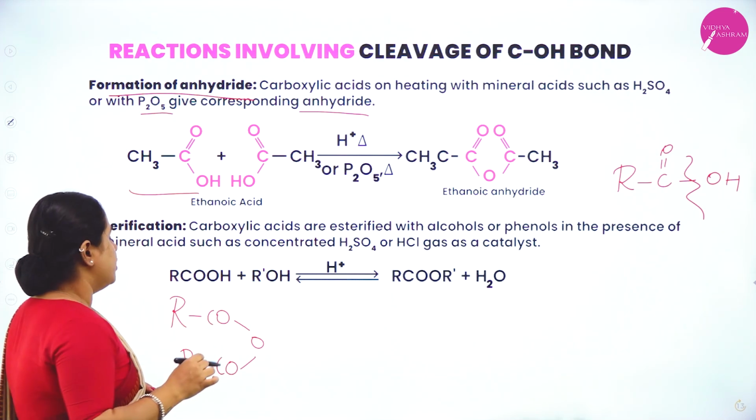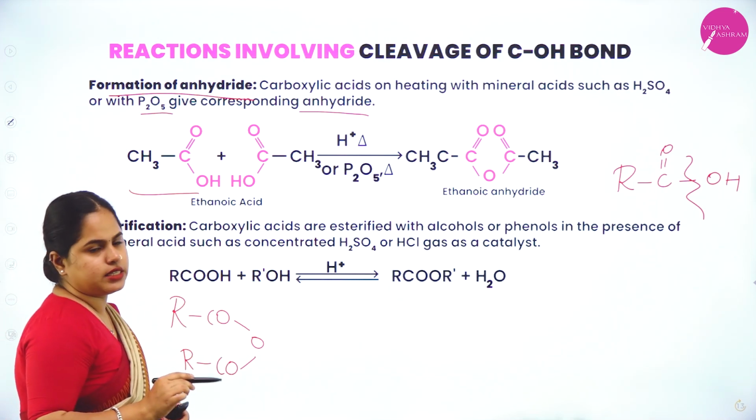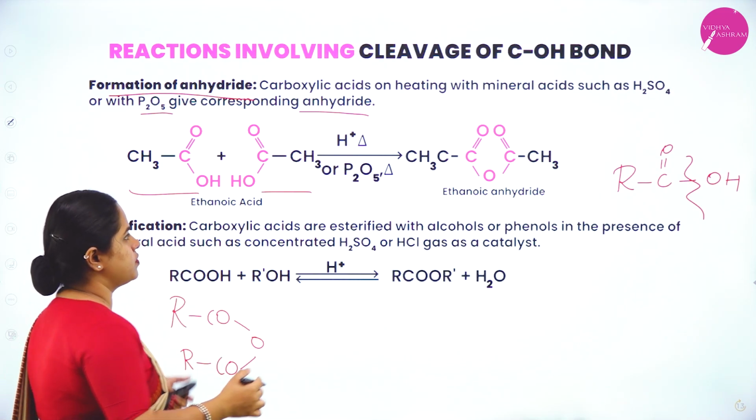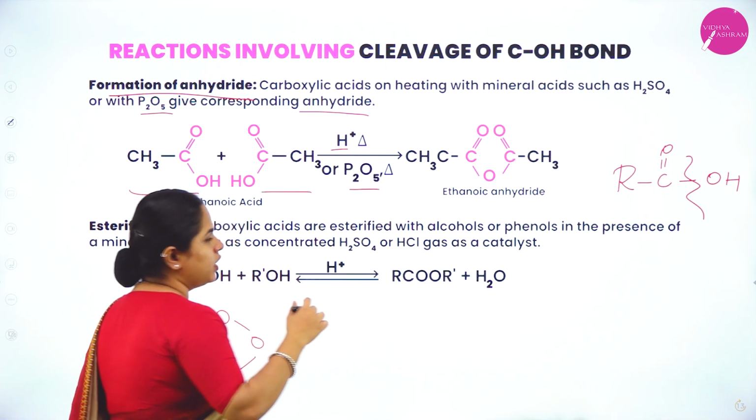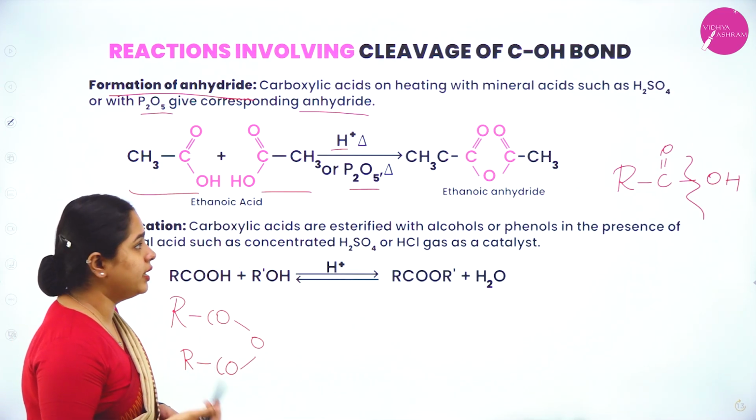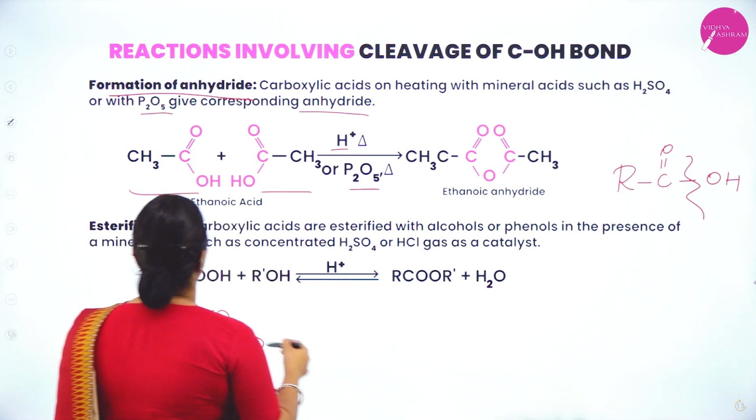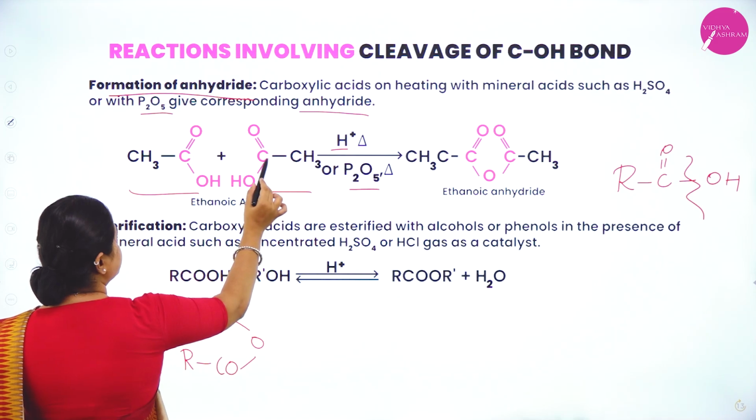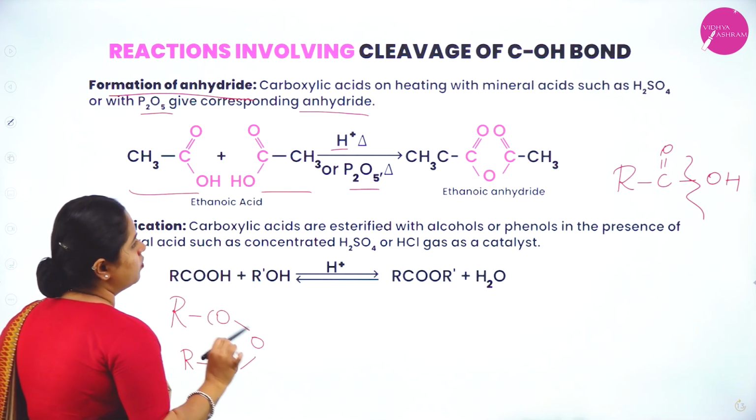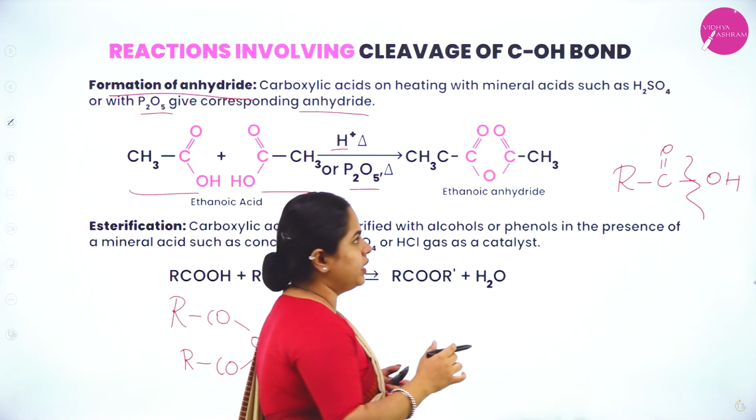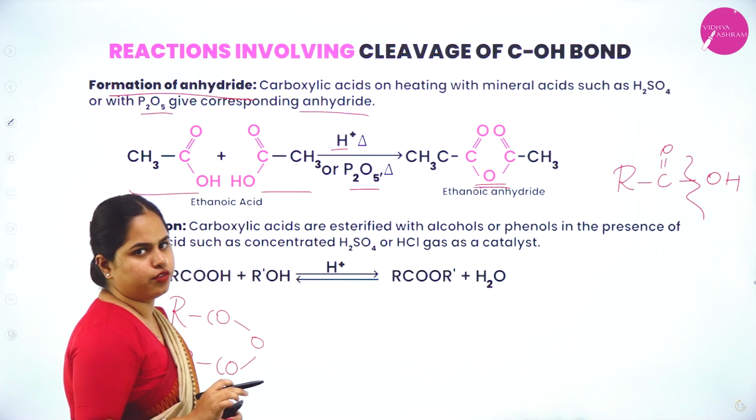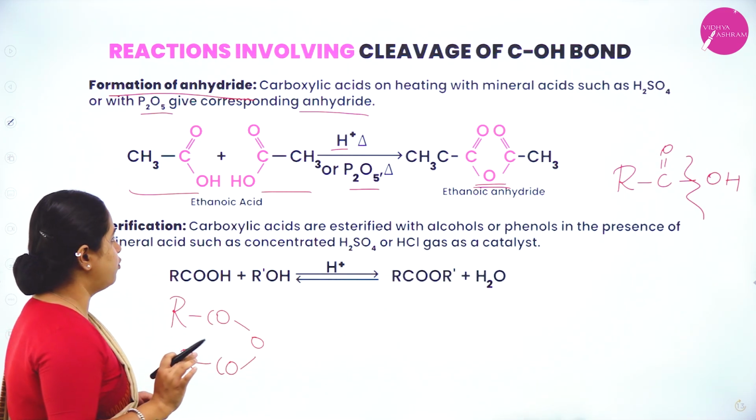So, how is it formed? You have taken one molecule of acetic acid here, another molecule of acetic acid here. Now, in presence of some mineral acid or P2O5, if you are heating it, what you are going to get is anhydride. Anhydride means CH3COO will remain here and CH3COO will remain here. That is going to combine here, and an anhydride will be formed and water will be removed from this. So, this is the method of forming anhydride.